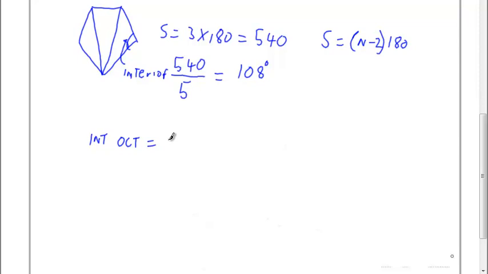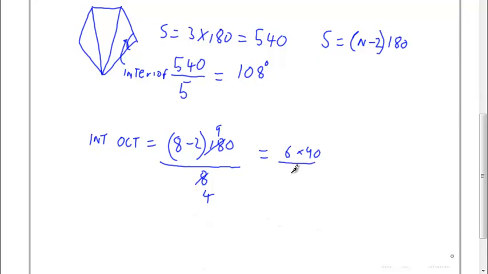So that's using the same formula. This time it's 8 sides minus 2, times by 180, and this time we divide it by 8 sides. Okay, it's a bit easier. So now we've got 6 times 90 divided by 4.